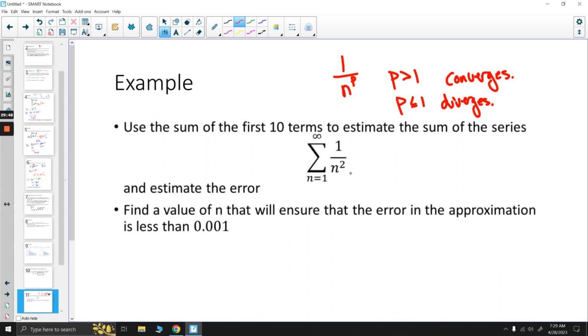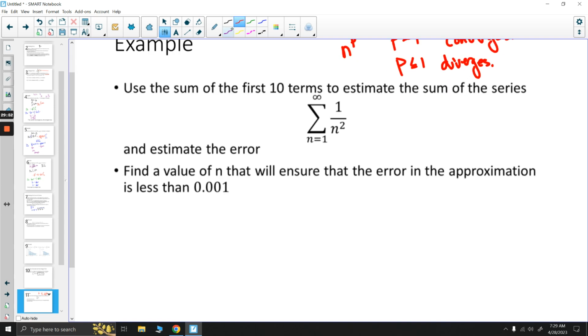But 1 over n squared will converge, and I'll show you that in just a sec, because we'll do the integral test first to show that it converges.